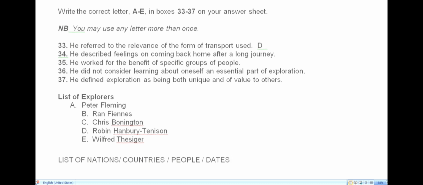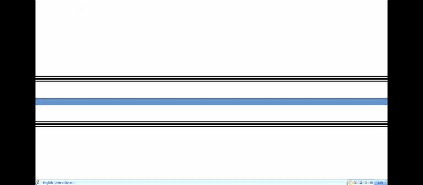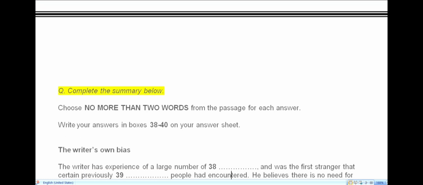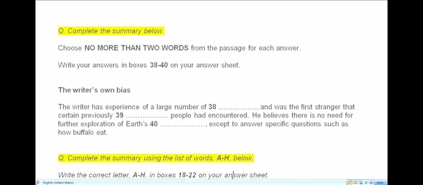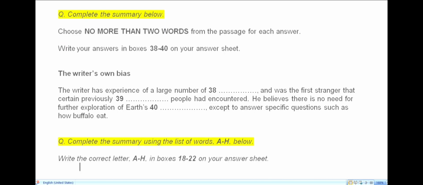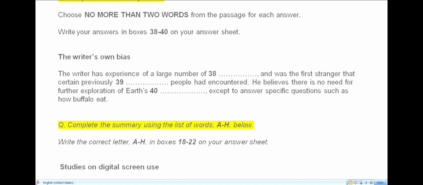Moving on to the next question type, which is summary completion. Never ever call them fill in the blanks, because IELTS never has fill in the blanks questions. Point to be remembered here. Summary completion questions are of two categories, as you can see here. This is one which is complete the summary without any options.